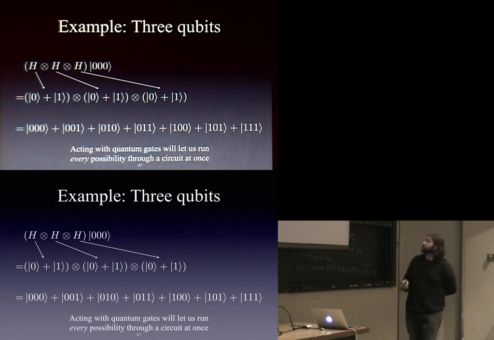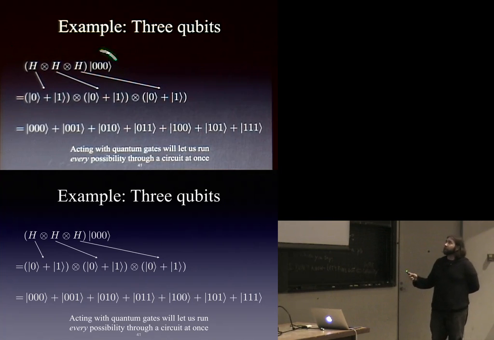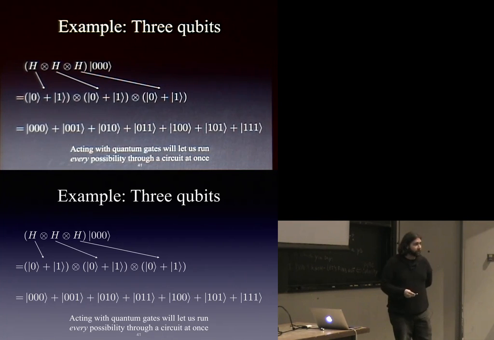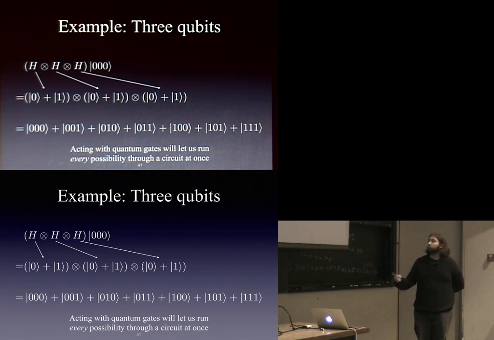You just follow the rules that we talked about. If I act the Hadamard gate on each of these qubits, I get 0 plus 1 times 0 plus 1 times 0 plus 1. And you expand this out in all of its ugly glory, and you literally just get a list of all possible 3-digit binary numbers. And so if I take this and run it through one quantum circuit, the output will be the output for each one of these classical inputs. So I don't have to run it 8 times, I just have to run it once.